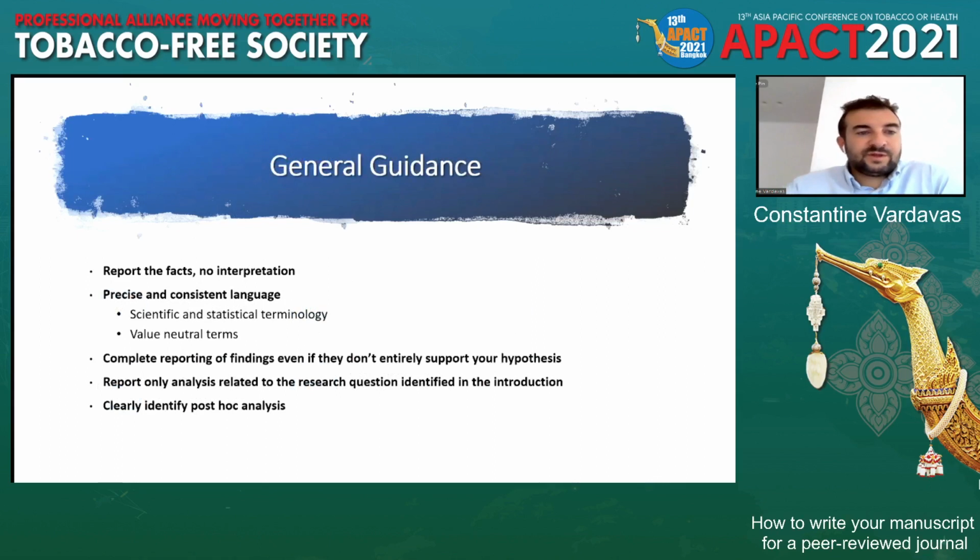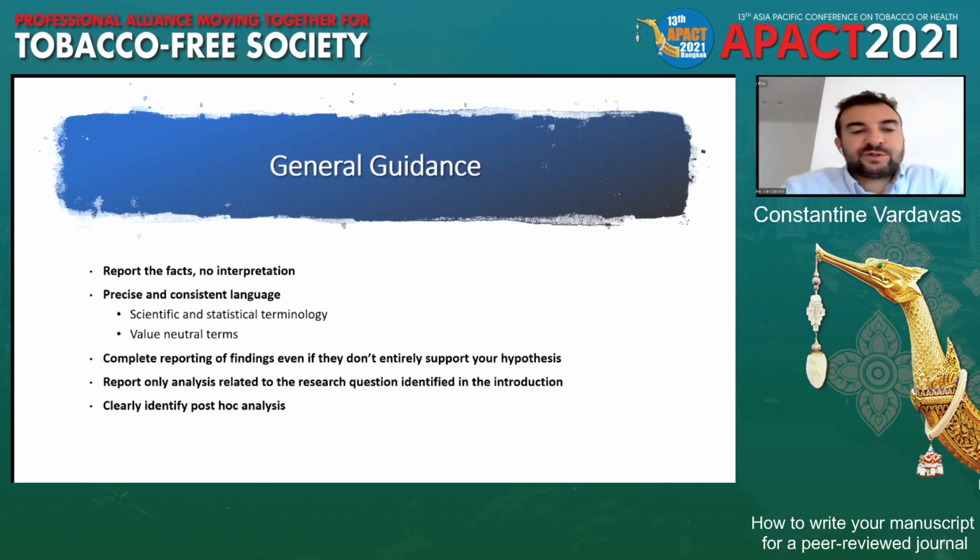So in the results, you report the facts. There's no interpretation. So you don't have to interpret or discuss the results. You're just presenting the results. You have a precise and consistent language. So you use very clean, plain language when writing the results. You report all the findings, even if they don't completely support your hypothesis, because they may be showing something else happening.